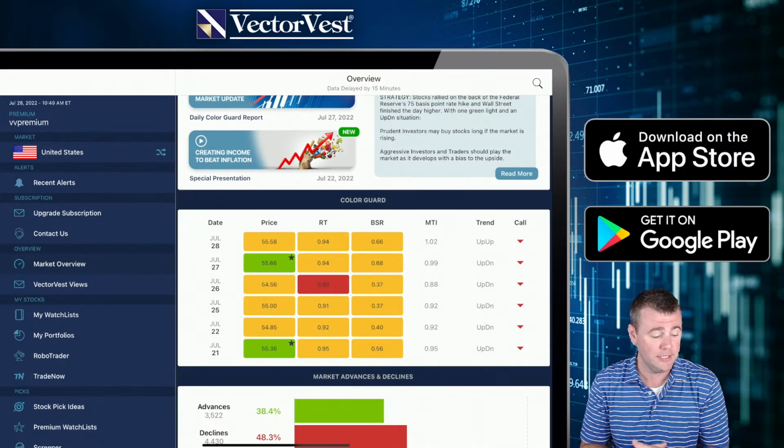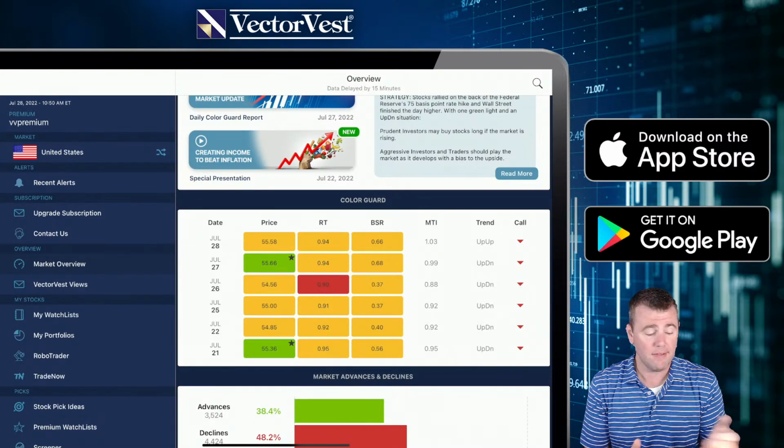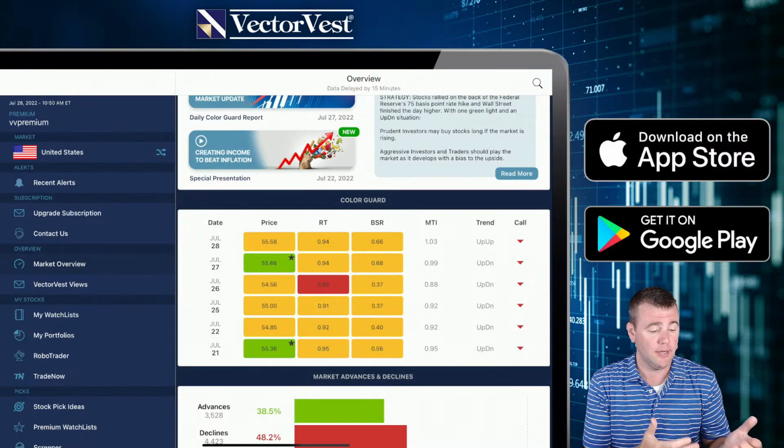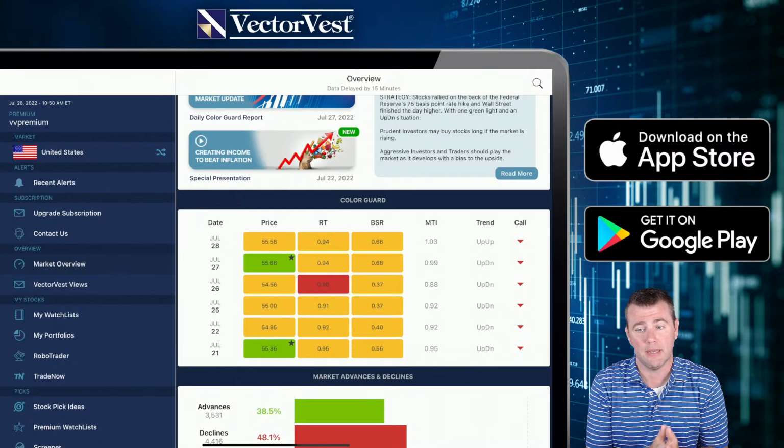And looking at the buy to sell ratio, it's just right on that edge of turning green here today. Buy to sell ratio is looking at the overall health of the market. And it's looking at the number of buy rated stocks in a database and comparing it to the number of sell rated stocks in a database.